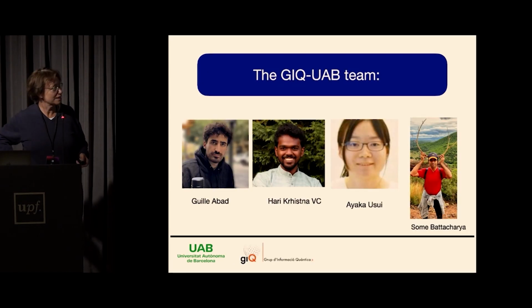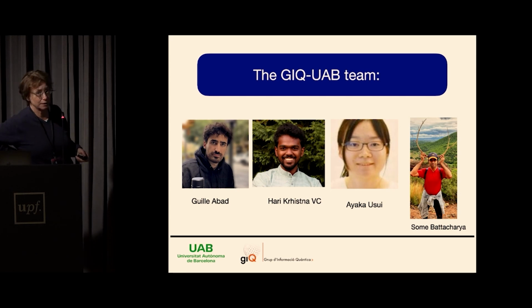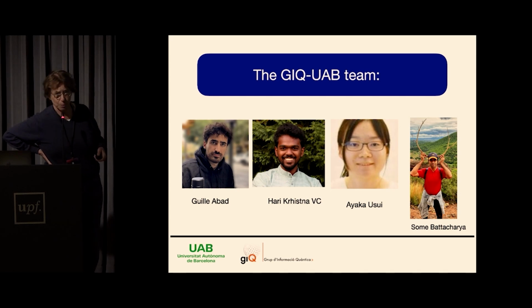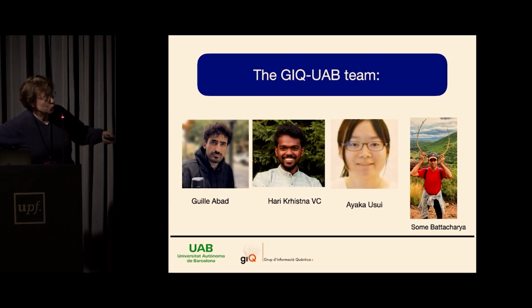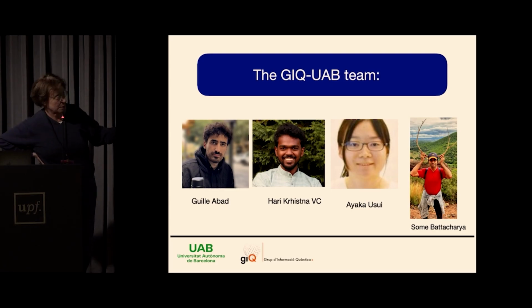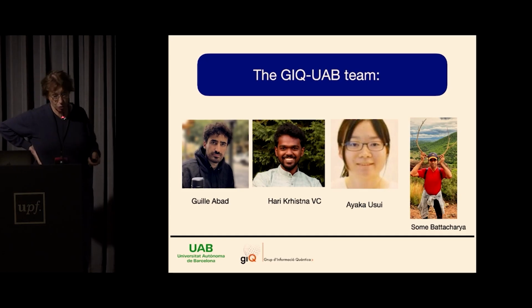So let me show first the team that I'm going to present today. We are over 25 people, and this is the part of the team working on this problem. We withdrew Guillem Abad from Kilimanjaro, and now he's with us. So this is 1-0 for the JIC. Hari Krishna is doing the PhD with us, Ayaka Usui is doing a postdoc with my group, and also Soma Bhattacharya, who is also doing a postdoc. And we also have a postdoc from another company, Algorithmia, that is coming to us, so that's also 2-0. It's very difficult now to get people from the industry.